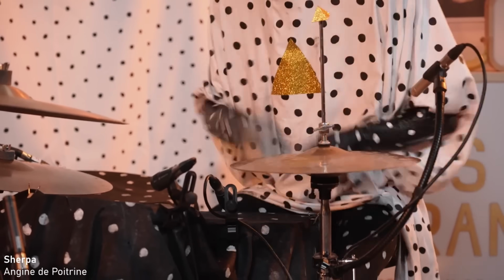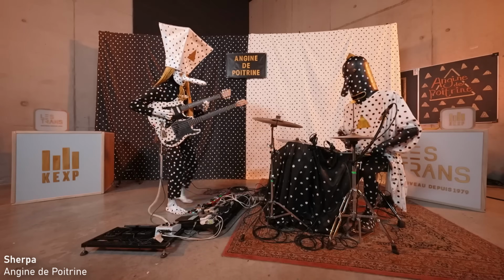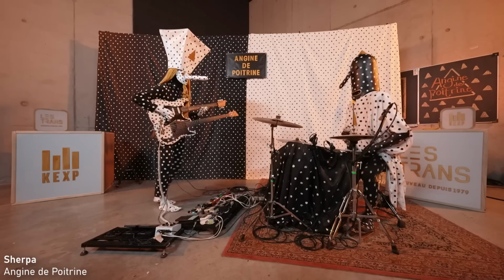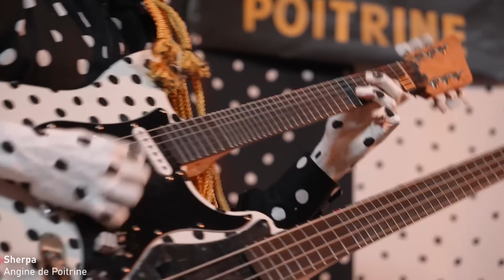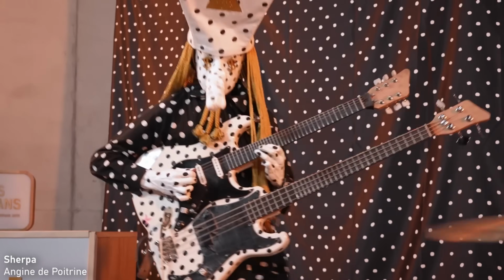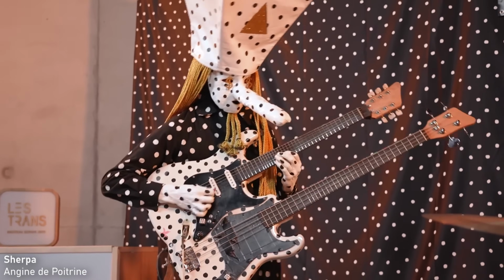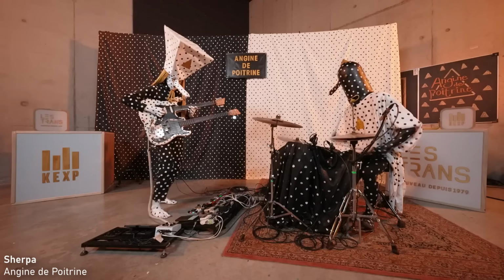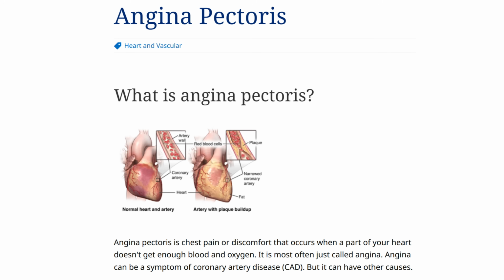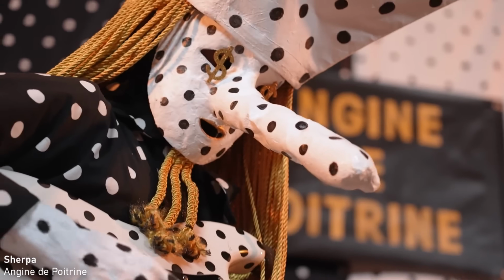So this band are making some truly fresh music. It really does feel like this is alien music, the combination of microtonality, weird meters, and of course these outlandish outfits. But I think it's great, they catch your attention with the weird costumes, but you stay for the music. Also, if you've been wondering what Angine de Poitrine actually means, well, it's the French name for the medical condition angina pectoris, which is chest pain or discomfort that occurs when part of your heart doesn't get enough blood or oxygen. So make of that what you will.